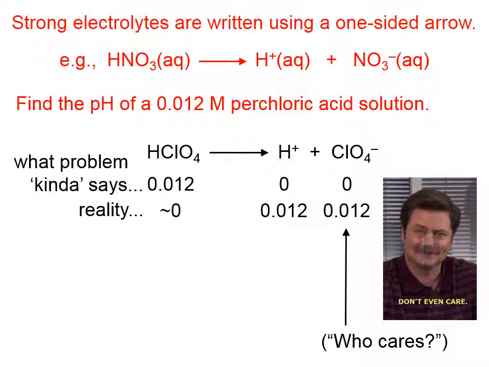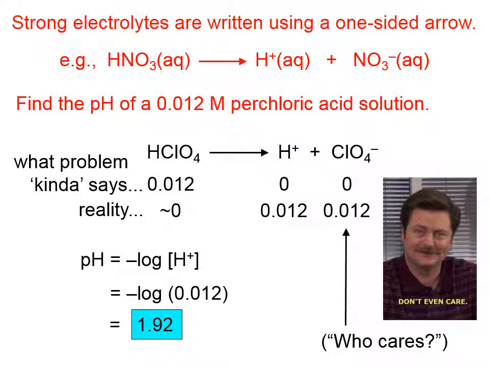Now, about the perchlorate ion concentration, who cares? Certainly Ron Swanson doesn't care, because that isn't going to affect the pH. What is going to affect the pH is the concentration of the hydrogen ion. So we're going to find the pH by taking the negative logarithm of the hydrogen ion concentration, and that gives us a pH of 1.92. And we would expect a pH less than 7 from an acid solution.